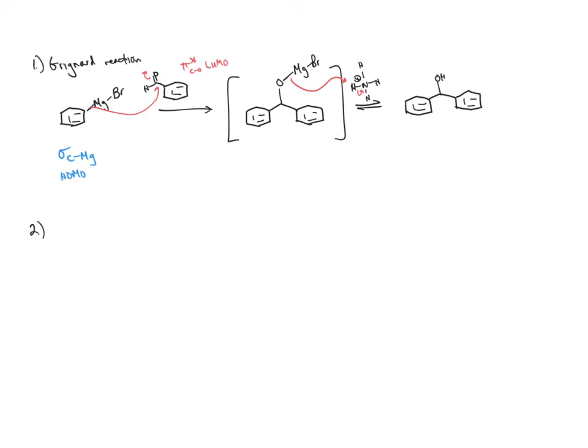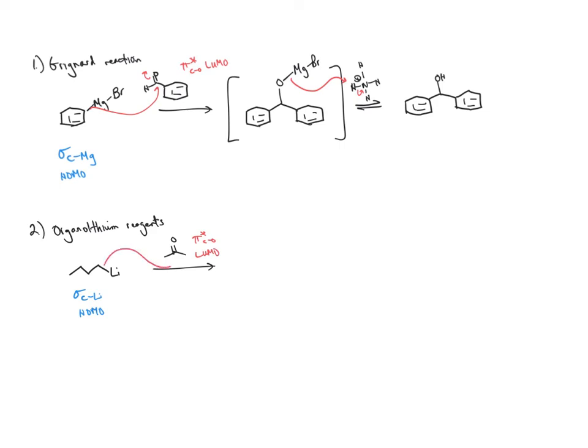Okay, in the case of the organolithium, it's the same thing. And so we're going to take our organolithium. This time the organolithium is going to be a sigma carbon-lithium bond as our HOMO. We're going to react it with the ketone. This time the ketone is acetone. And so you've got a pi star CO as the LUMO.